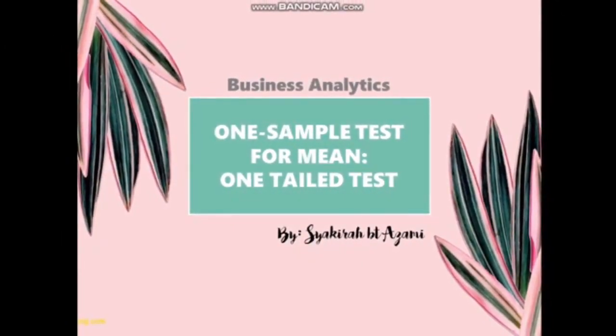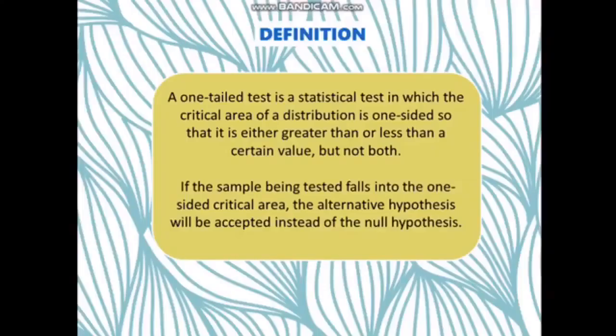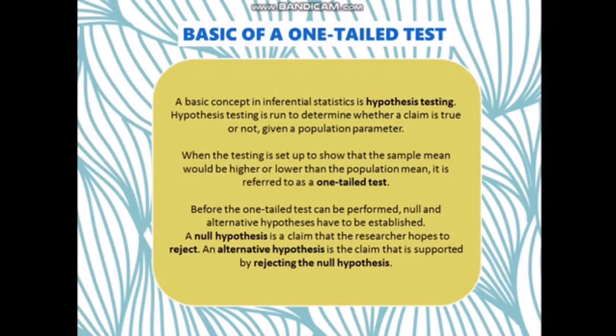I'm from class BA2434A. Today I'm going to explain about one sample test for mean, one-tailed test. The definition: a one-tailed test is a statistical test in which the critical area of a distribution is one-sided, so that it is either greater than or less than a certain value, but not both. If the sample being tested falls into the one-sided critical area, the alternative hypothesis will be accepted instead of the null hypothesis.